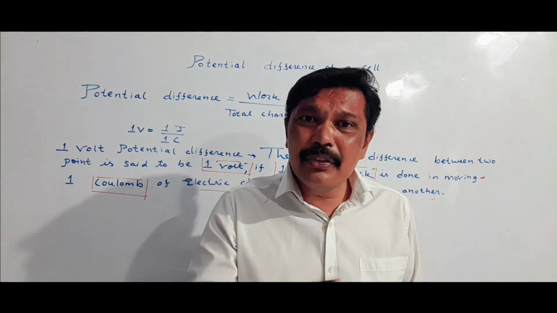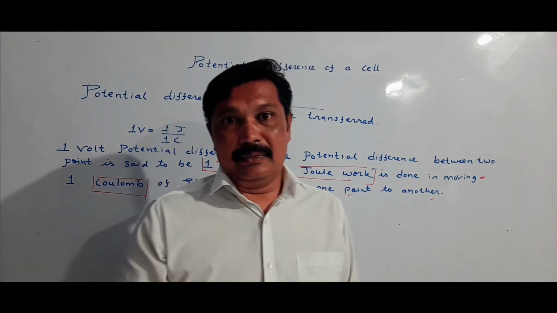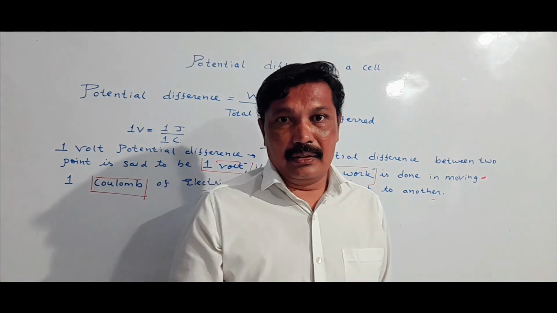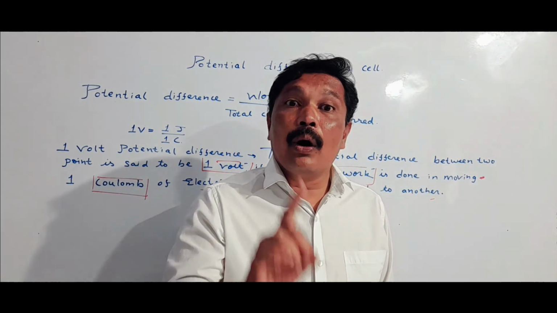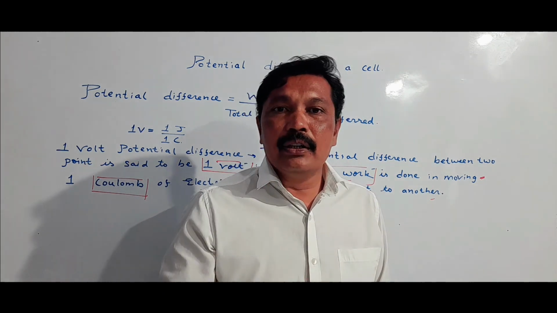The potential difference between any 2 points is said to be 1 volt if 1 joule work is done in moving 1 coulomb of electric charges from one point to another.